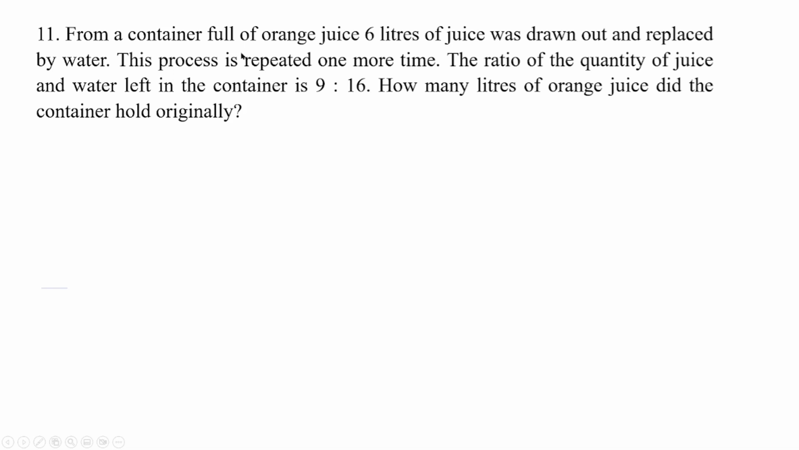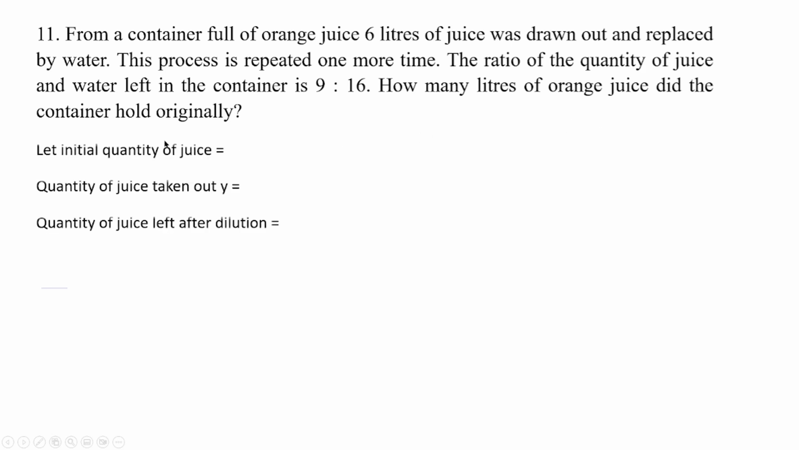So here we have a container full of orange juice. From that, 6 liters was drawn out and replaced by water. This process was repeated 1 more time. So the total number of dilutions is twice. And now the ratio of quantity of juice and water left is 9:16. We have to find the quantity of orange juice the container held originally.